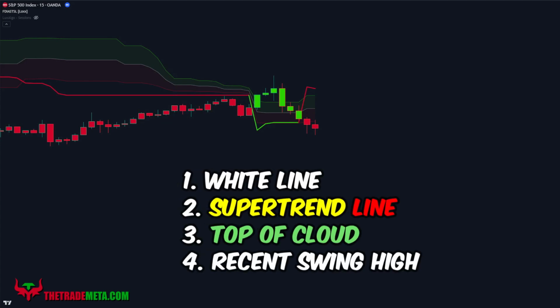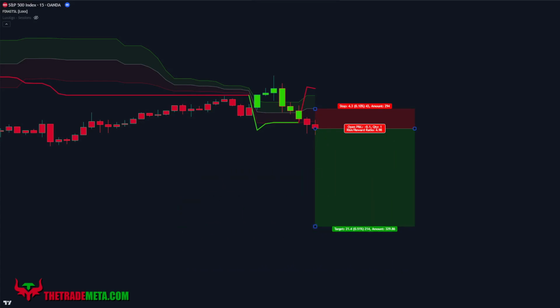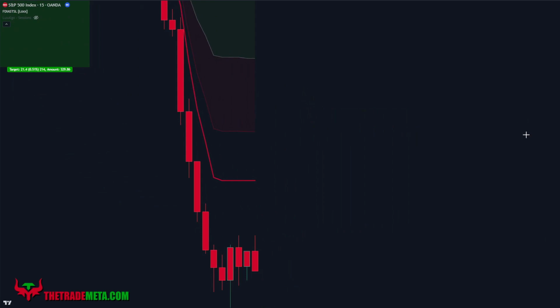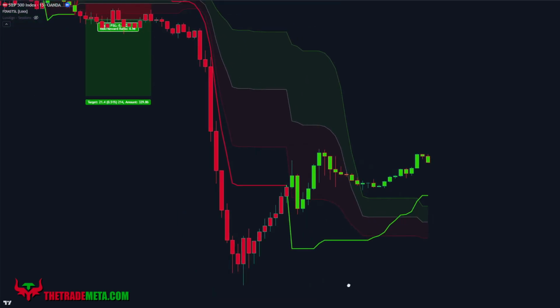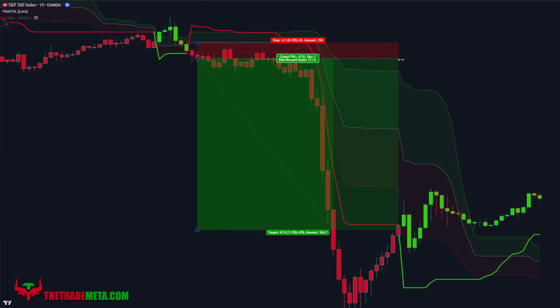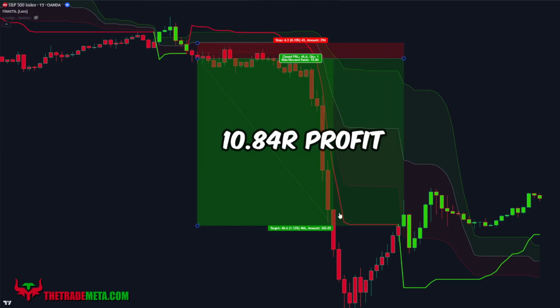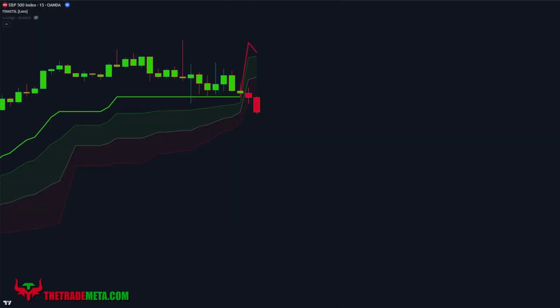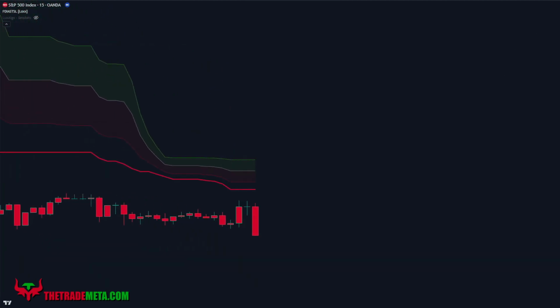Again, we can put our stop loss at either of these 4 levels, but we'll put ours at the white line. And we take our profit when price hits our red Supertrend line. Here's another sell example. Supertrend went from green to red. The cloud expanded in size here, and we have a bearish candle breakout from the bottom of the cloud. Then we enter here at the candle close. Stop loss at the white line.